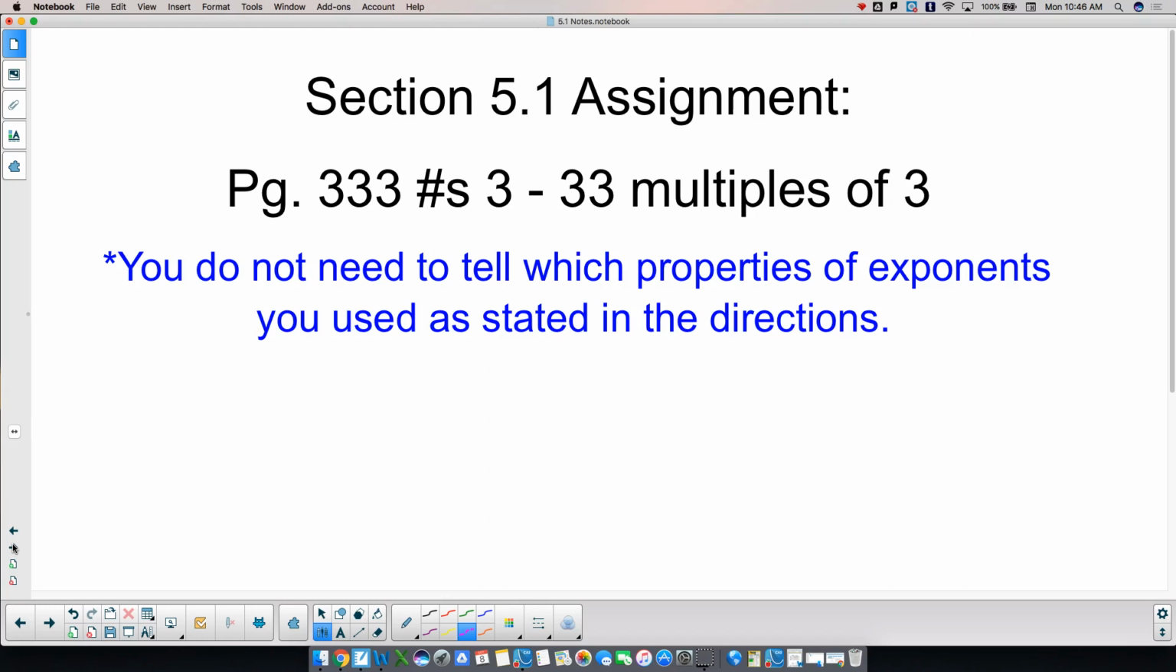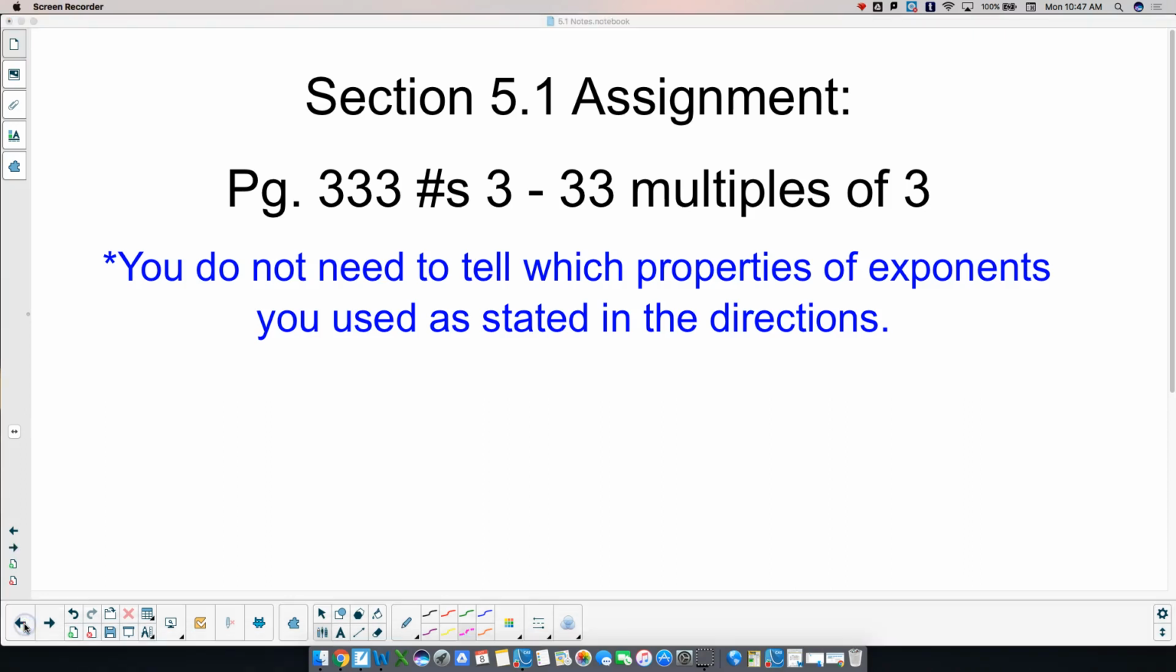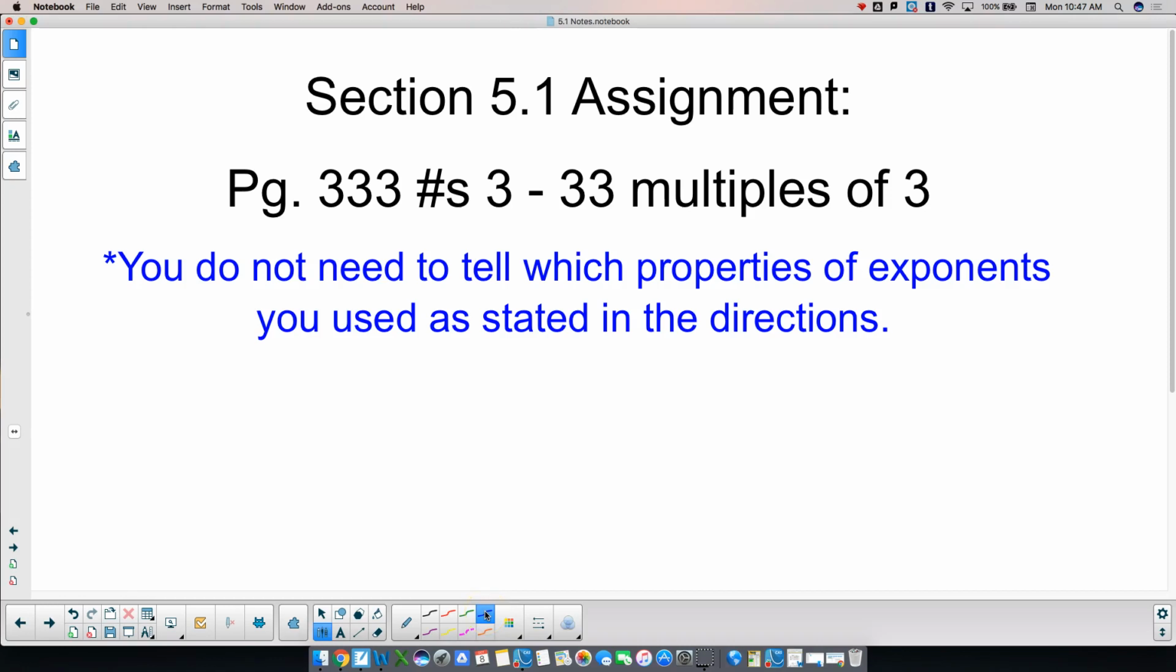When you copy the homework, who are you cheating? Yourself. You're not cheating me at all. You're cheating yourself. Okay? Because this stuff's going to come back on quizzes and tests. So I just want you to do the problems.